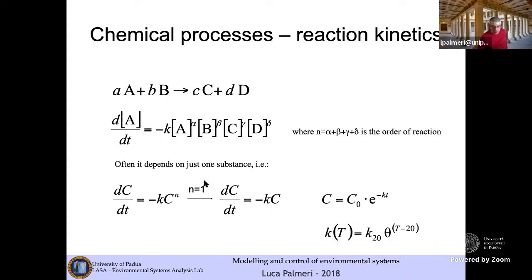And if N is equal to 1, a first order reaction, then we obtain this very well known differential equation, dC/dt is equal to minus K times C. And you know that the analytical solution of this equation is a decreasing exponential. So C, the concentration, is equal to the initial concentration times the exponential of minus K multiplied by t.